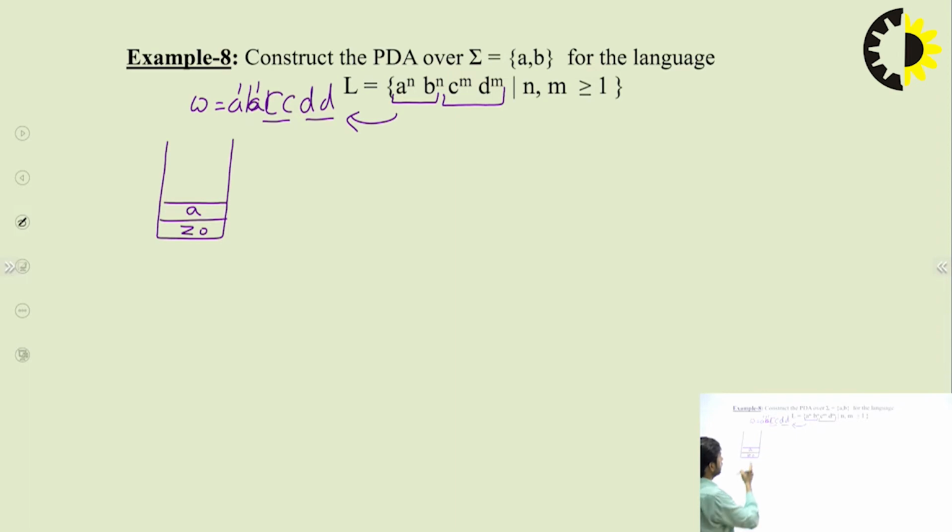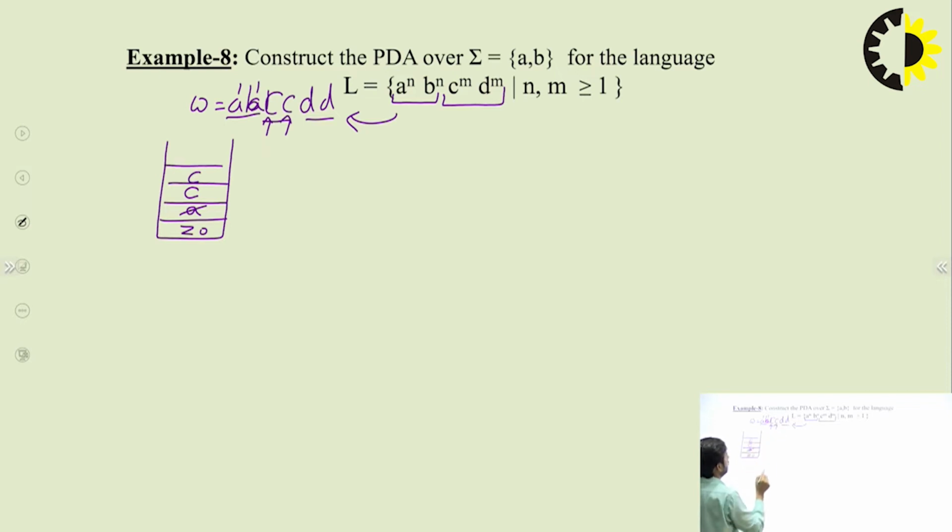We push A. Corresponding to B, when the top of the stack is A, we pop A. It means all A and B will be over. Now C came into the picture. Now the top of the stack is Z node, the input is C, we push C. The next input is C, the top of the stack is C, we push C again.